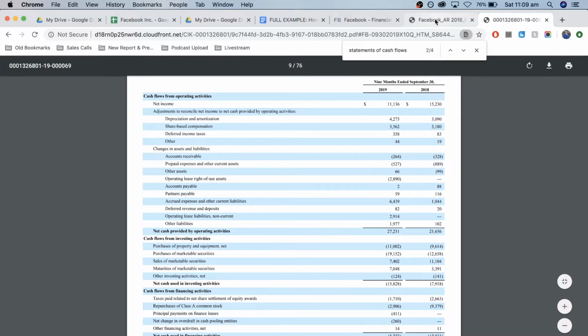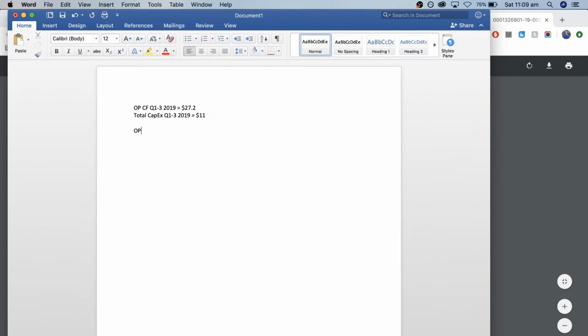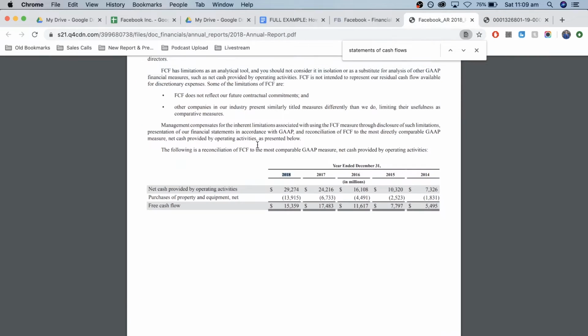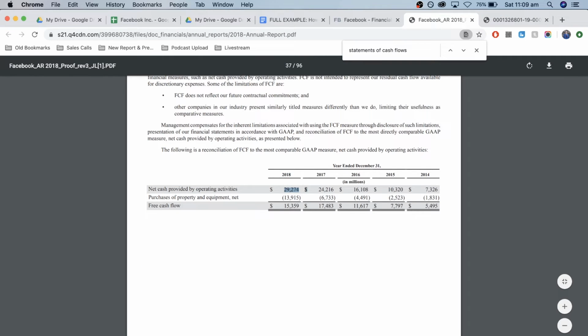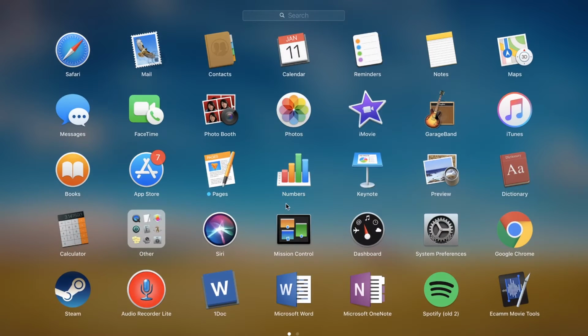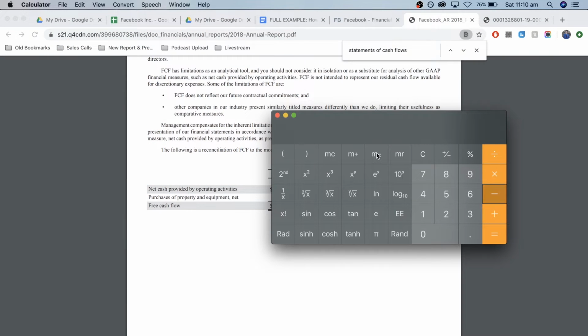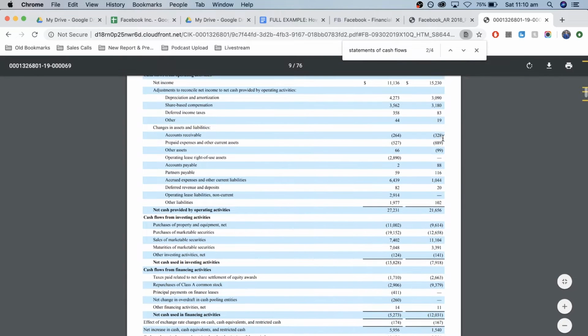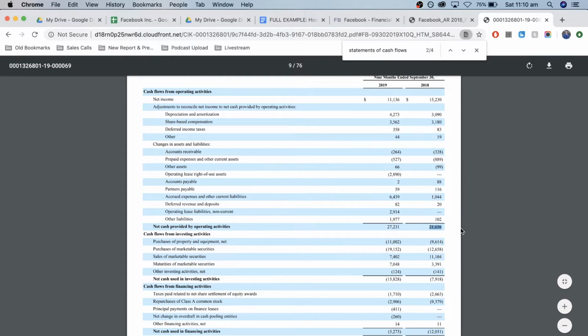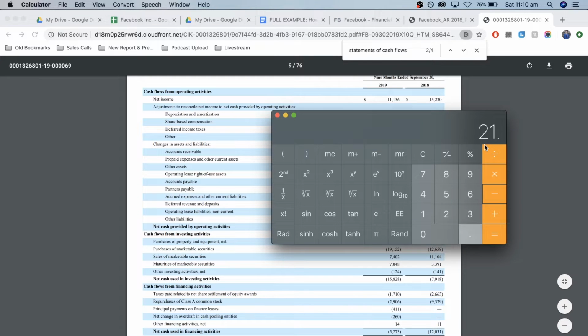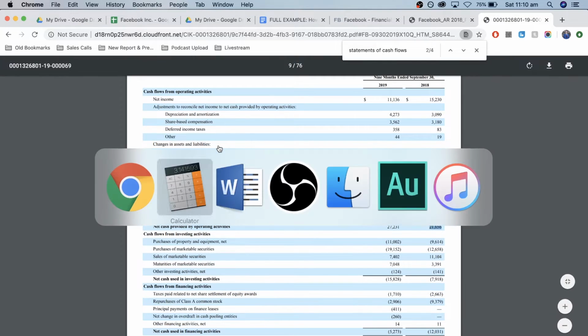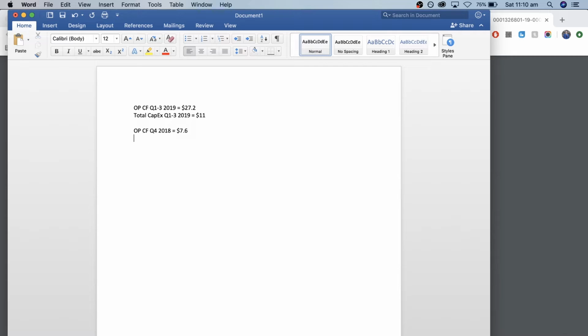So again, we're going to do a little bit of maths and we're going to be calculating operating cash flow for Q4 of 2018. And this is going to be equal to the total operating cash flow number, which is 29.3. And we're going to subtract the first 3 quarters of 18, which is here, 21.7, which is 7.6. So we've got 7.6, and then we need to calculate the total capex number for the exact same period.